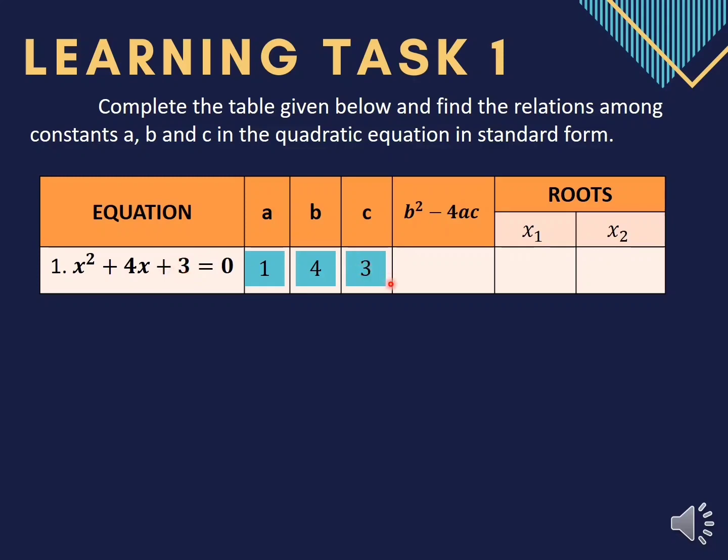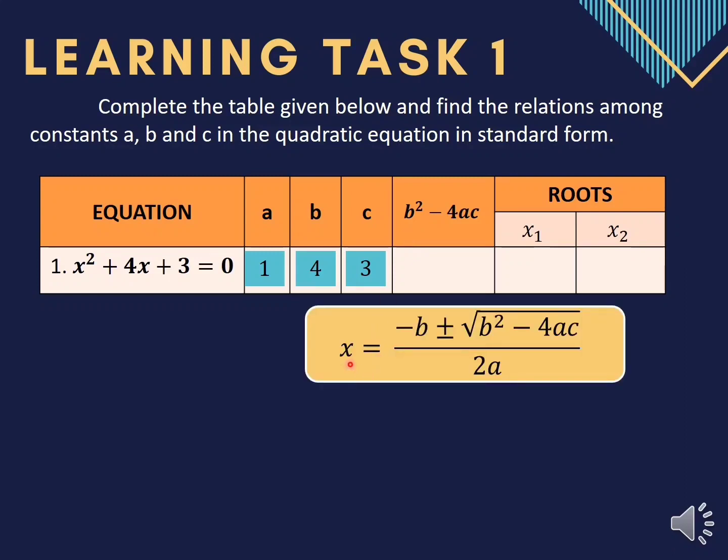After getting the values of a, b, and c, we are also asked to find the value of b squared minus 4ac. Is it familiar to you? Yes, you can see it in our quadratic formula. The quadratic formula is x equals negative b plus or minus the square root of b squared minus 4ac, all over 2a. So if you notice, b squared minus 4ac can be seen inside the radical symbol.